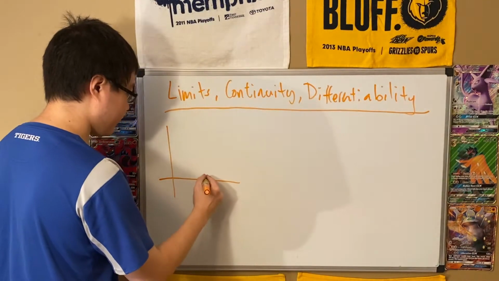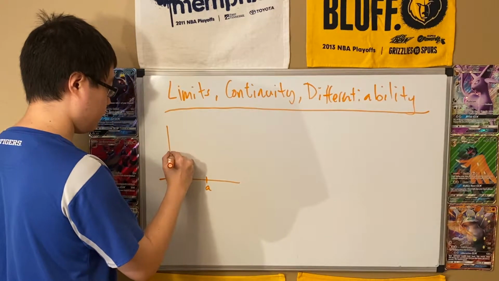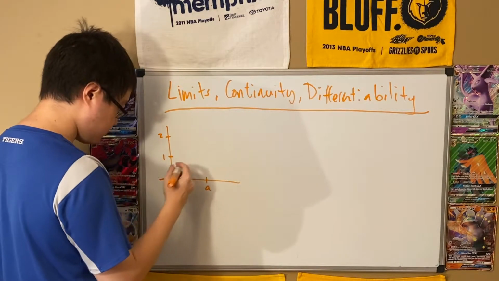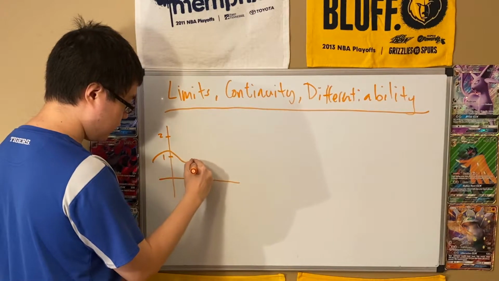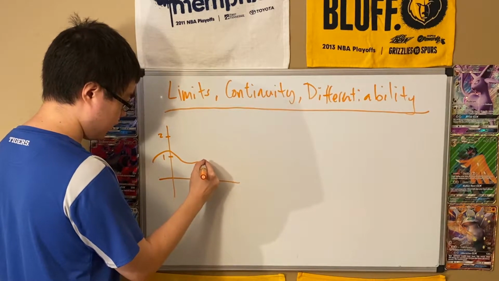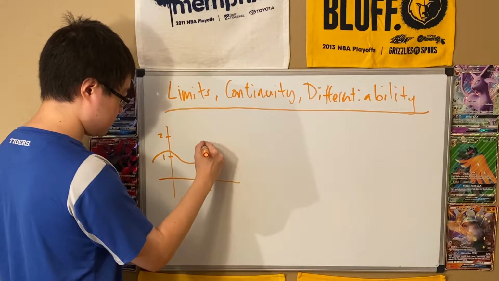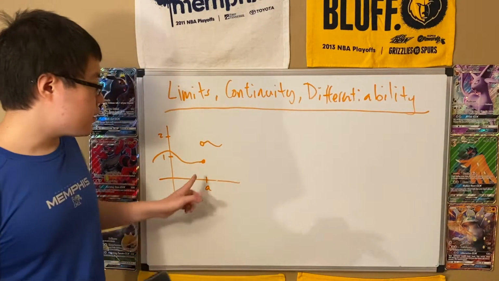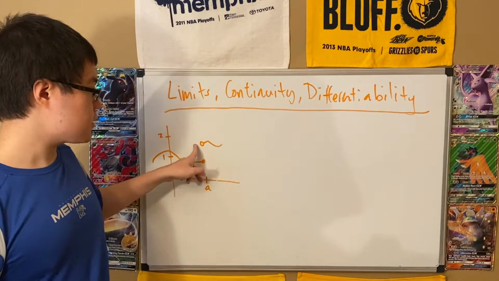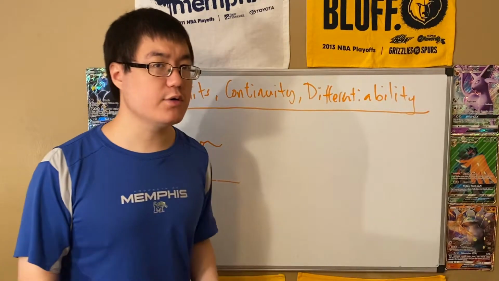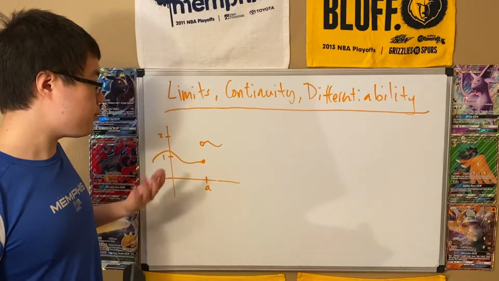So for example, if you have this point A, and you have the point 1 and you have the point 2, let's say we have a function here going towards this point right here, and then on the right side it looks like this. Again, we don't actually care whether this dot is closed or this dot is closed when we are doing limits, because we only care about what you're approaching.